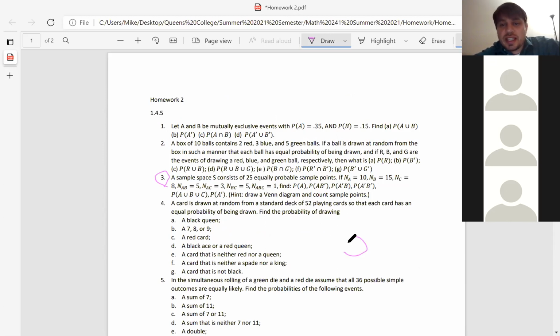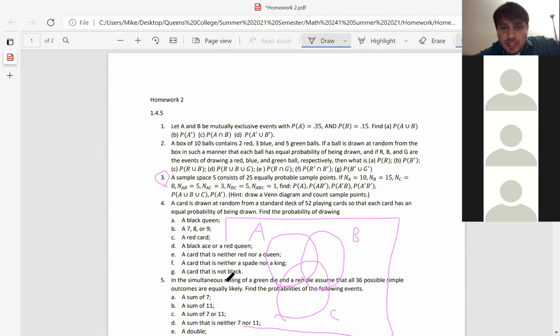Okay, so 25 equally probable outcomes. You have a set A. You have a set B. And you have a set C. So A, B, and C. This is the universal set. N sub A is 10.